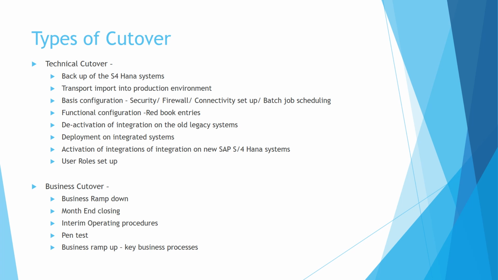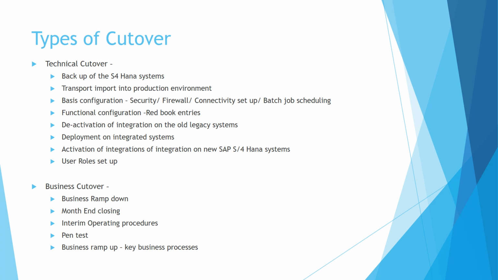The next activity as part of technical cutover is functional configuration, or what we normally call red book entries. Most of the code will be imported into the production environment through transports using STMS, which is the SAP transport management system. But there are certain activities which are relevant to a particular environment, and they won't be moved from one environment, like quality, to production using the transport. These activities have to be performed in every environment manually by the functional consultants.